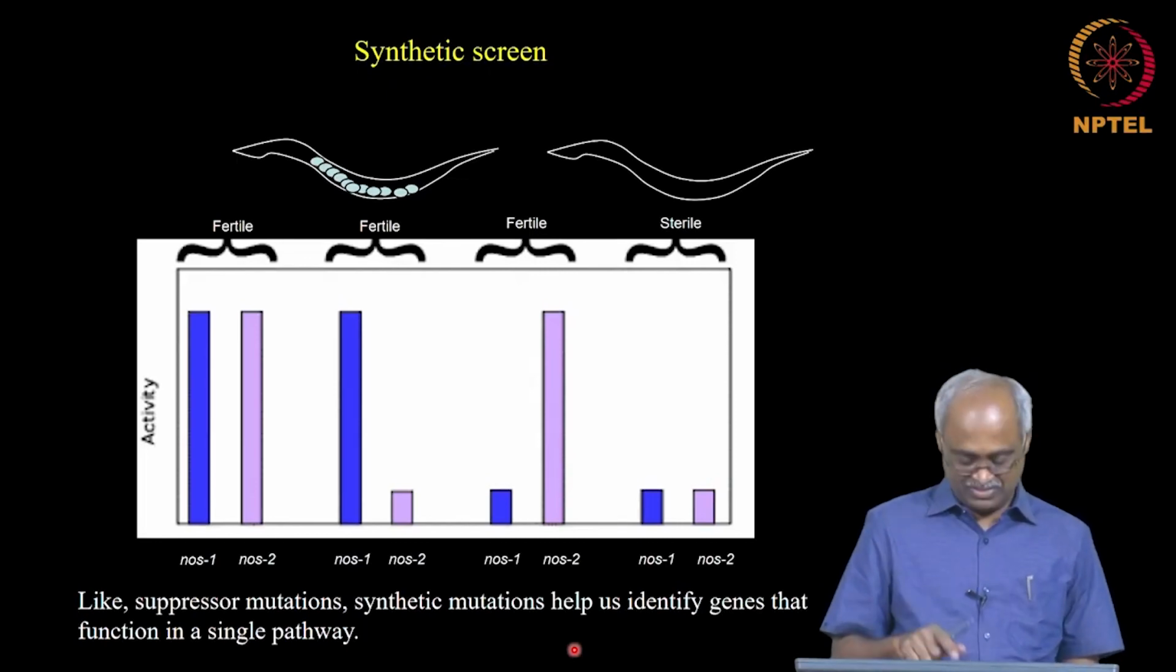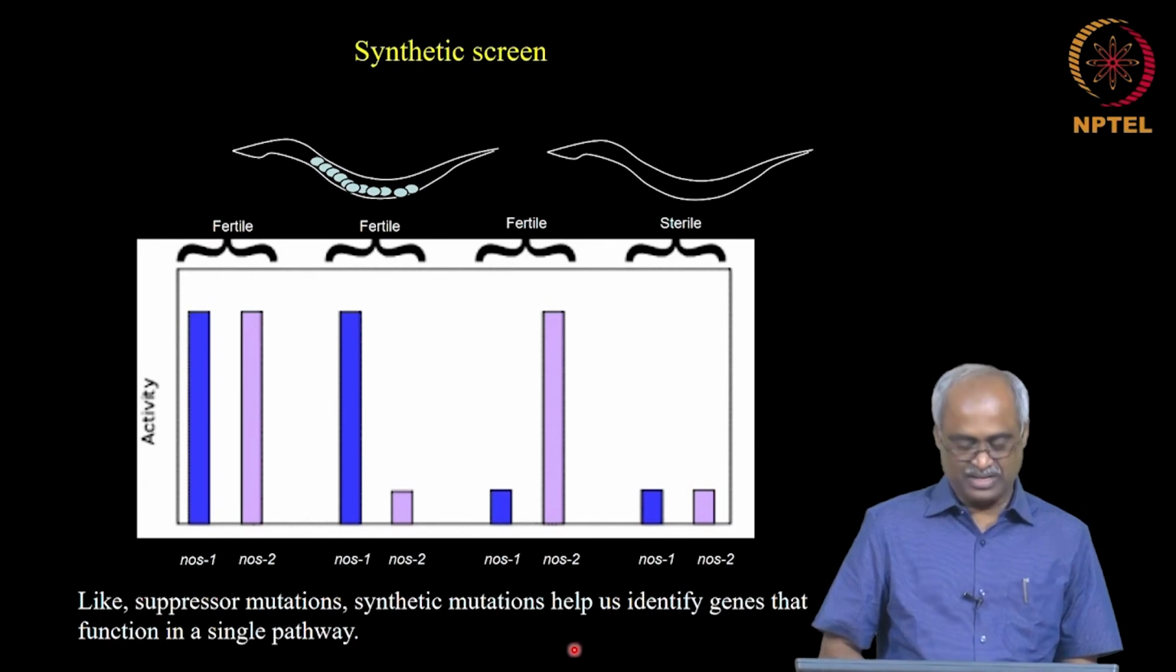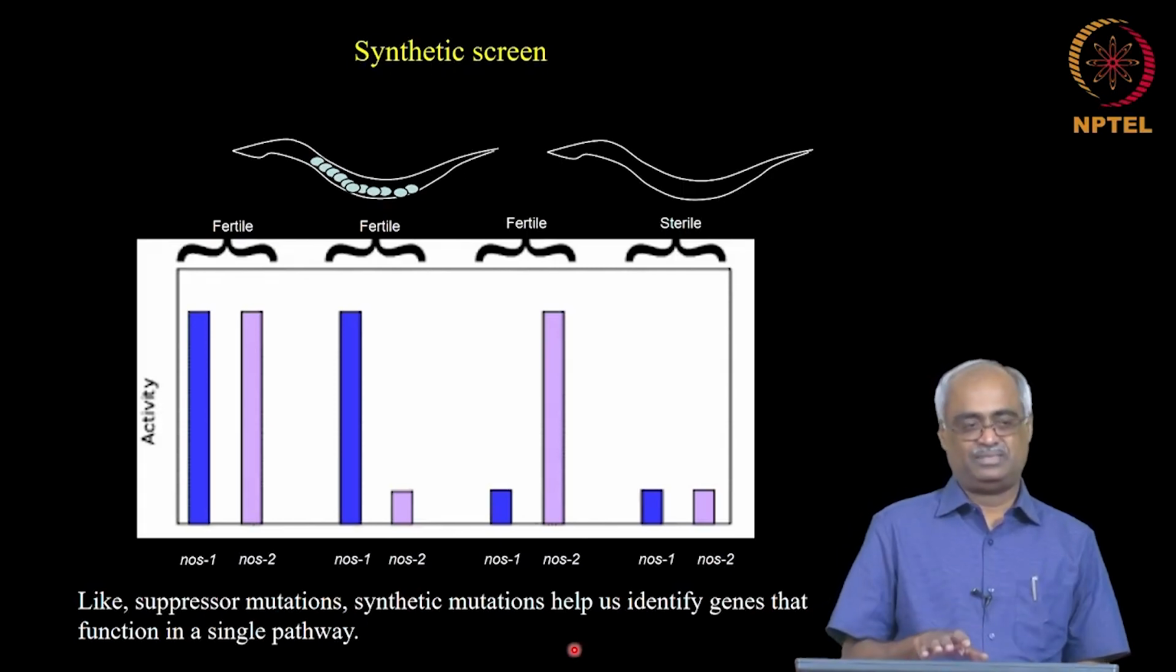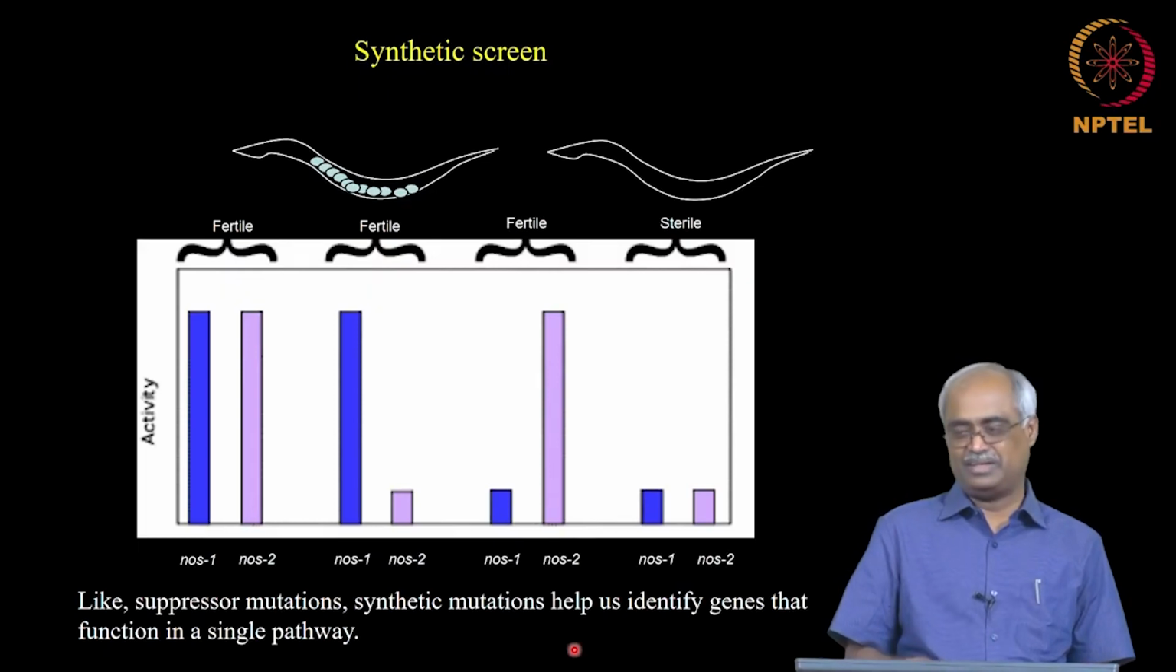Do you guys know how that was done? Like in biochemistry we know, right, A gets converted to B, gets converted to C and so on. How was that order determined? That is called epistasis analysis. That is what we are going to discuss in the next class.